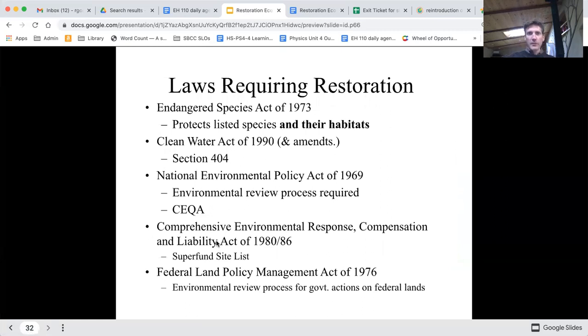As far as laws go, we've already talked about the Endangered Species Act, and that's a really important one because that allowed money to be spent for restoring habitat, because you can't have species that are endangered survive if their habitat's degraded.